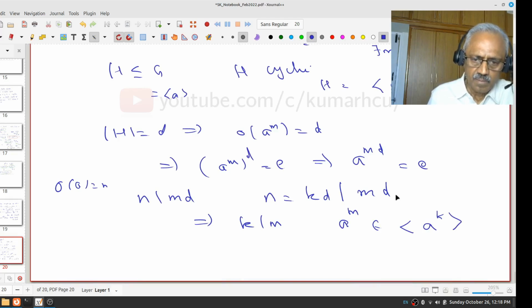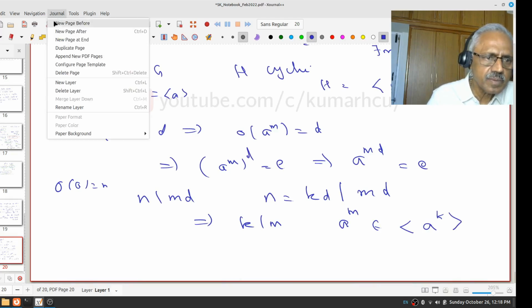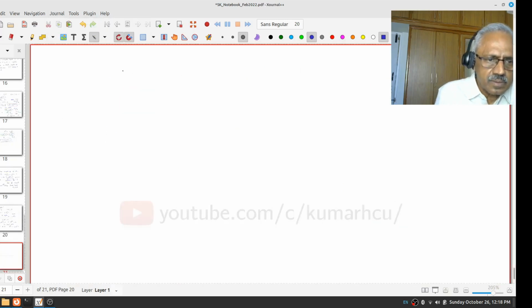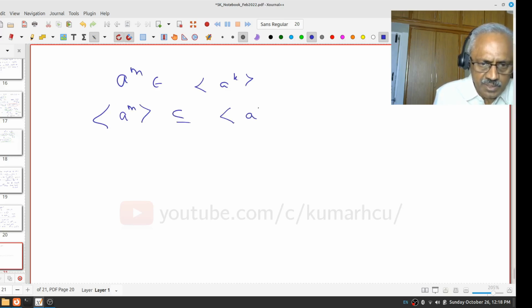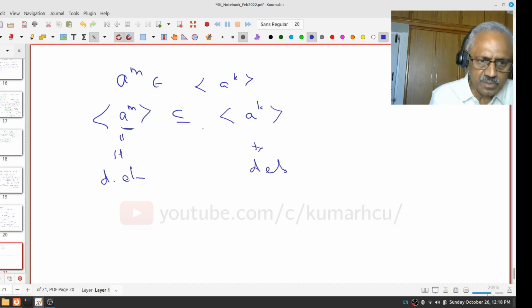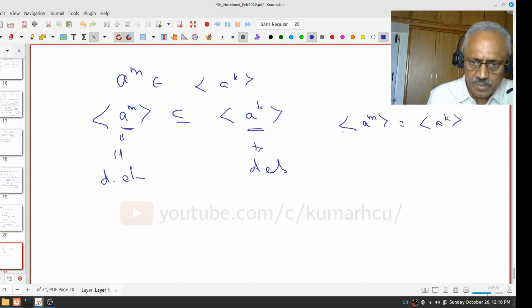So a to the power m belongs to the subgroup generated by a to the power k. Therefore, the subgroup generated by a to the power m should be contained in the subgroup generated by a to the power k. This is a subset. But this is nothing other than H, therefore this has d elements. This also has d elements. A subset has the same number of elements as the full set. That means these two sets are the same. That means the subgroup H is nothing other than the subgroup generated by a to the power k. Okay, pause, review, proceed.